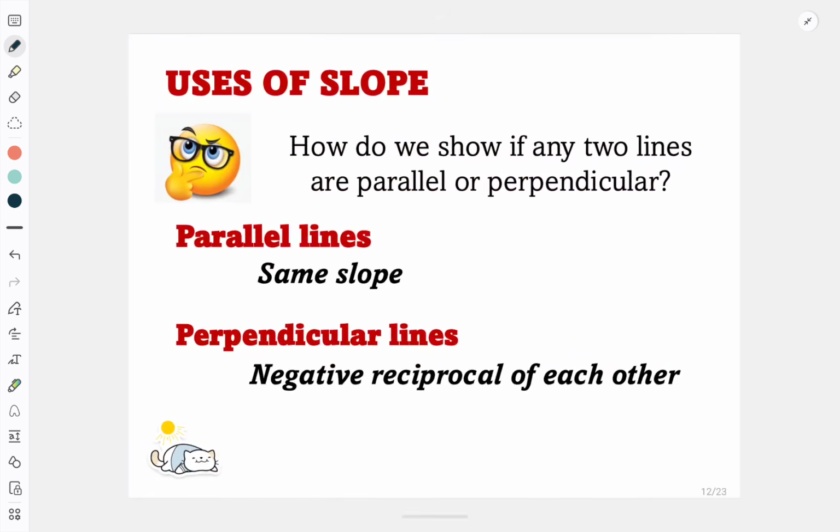The other use of slope is that it answers how we show if two lines are parallel or perpendicular. This is about the parallelism or perpendicularity of two lines. Two lines are parallel to each other if their slopes are the same or equal. If they are perpendicular lines, then the slopes must be negative reciprocals of each other, or we could say their product must be equal to -1.